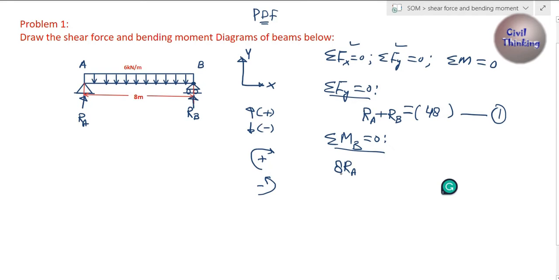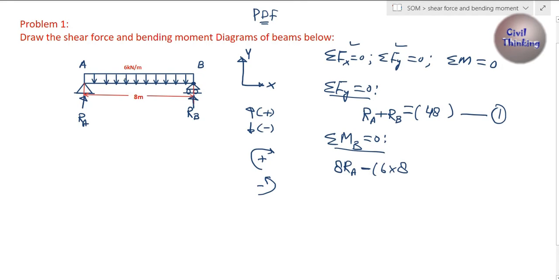All right, so I have applied 8 RA. I didn't write minus 8 RA. Why? Because RA is going to apply a moment at B like this, which means clockwise direction. Now we have a 6 kilonewton per meter load, and the total load is 6 multiplied by 8, right? I'm going to use minus 6 multiplied by 8. This is the total load.